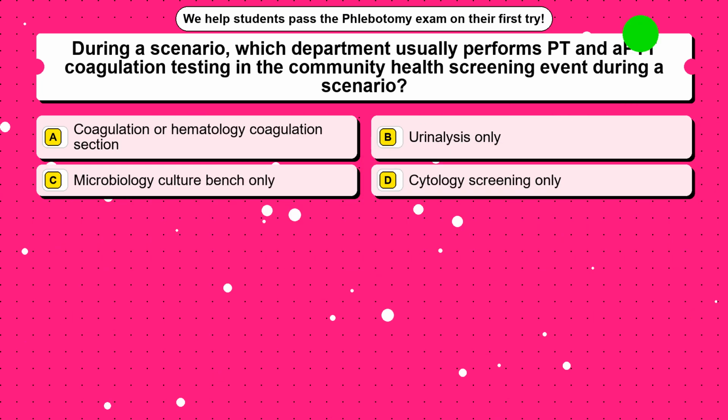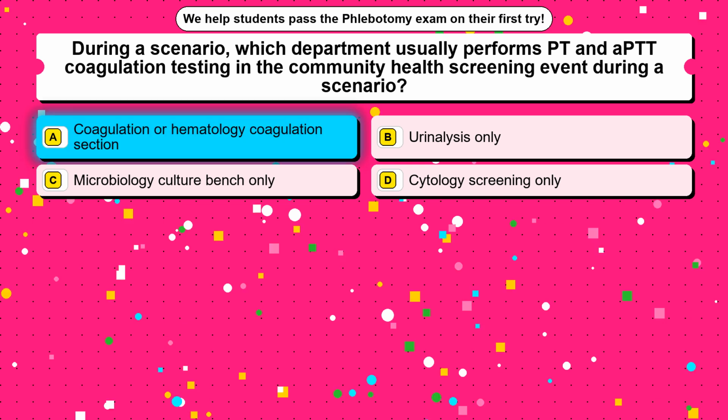Question 63. During a scenario, which department usually performs PT and APTT coagulation testing in the community health screening event during a scenario? Option A. Coagulation or hematology coagulation section. Option B. Urinalysis only. Option C. Microbiology culture bench only. Option D. Cytology screening only. The correct answer is option A.